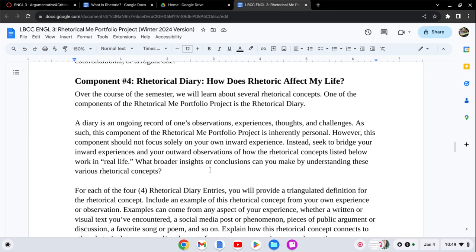However, this component should not focus solely on your own inward experience. Instead, seek to bridge your inward experiences and your outward observations of how the rhetorical concepts listed below work in real life. What broader insights or conclusions can you make by understanding these various rhetorical concepts?